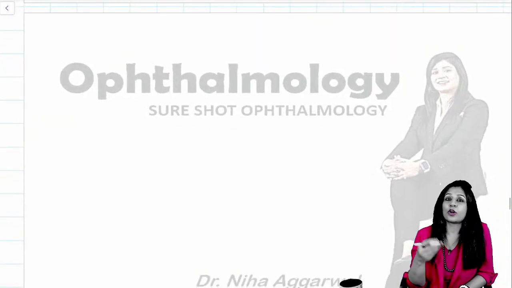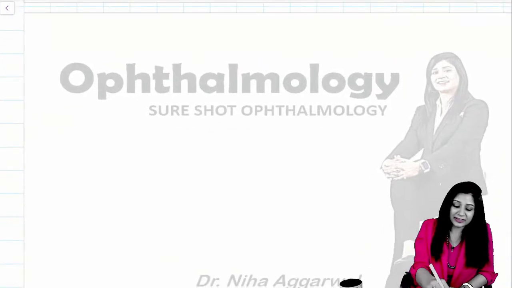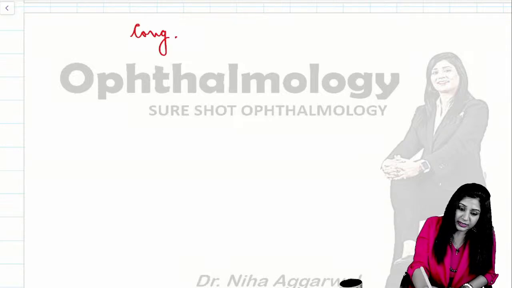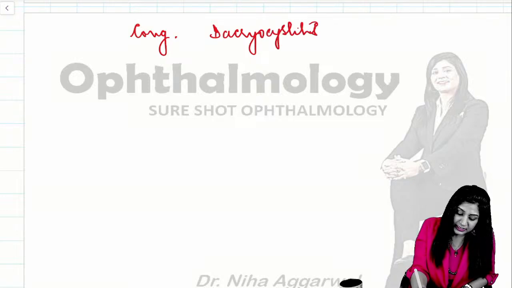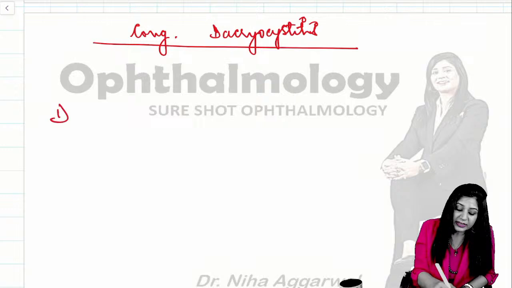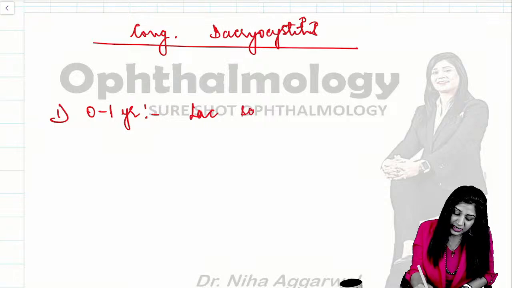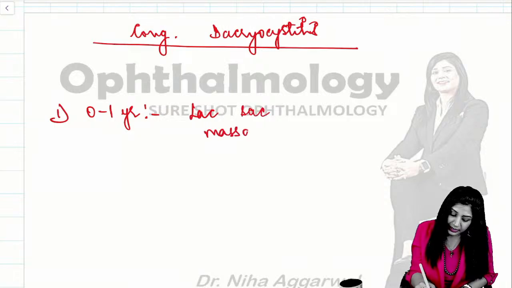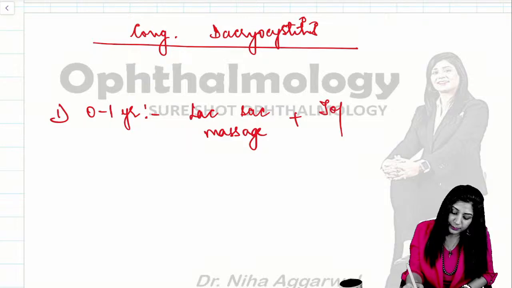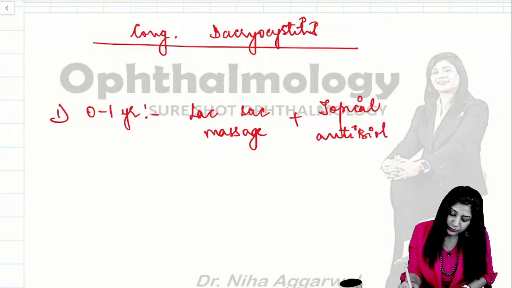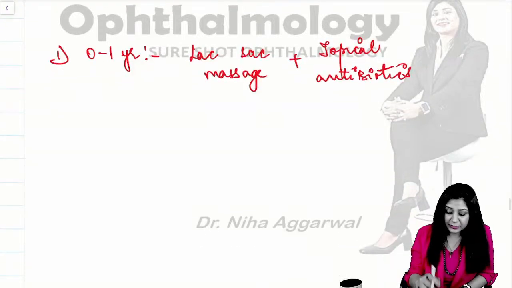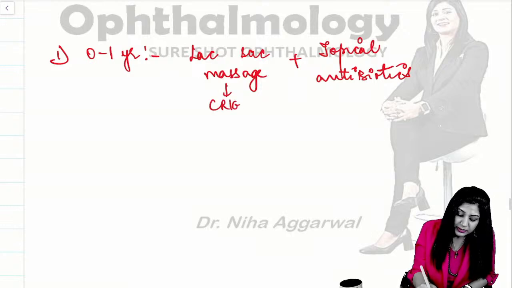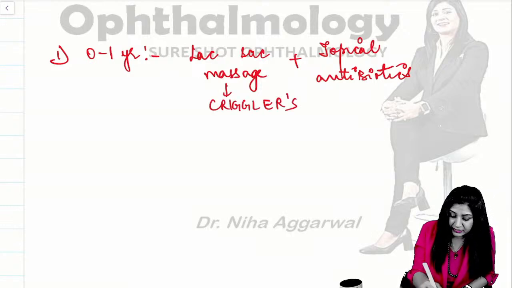Yes, but I will not pass on without telling you the treatment of congenital dacryocystitis, because it is very, very important. Number one, if the baby is between 0 to 1 year, here I will do the lacrimal sac massage. Very, very important. Along with this, I can also give topical antibiotics. You should know the name of the massage also. Many times it has been asked directly: Crigler's massage.